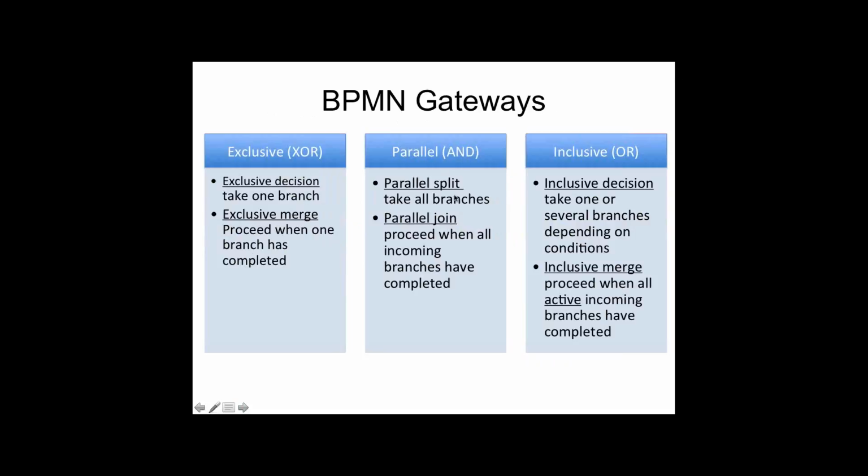Then you have parallel and parallel split, take all branches. Parallel join, proceed when all incoming branches have completed. And then you have inclusive OR, right? Take one or several branches depending on the conditions. And inclusive merge is proceed when all active incoming branches have completed, right? So you have to identify which type of gateway your business process needs, right? And gateways are classified into these different types, right?